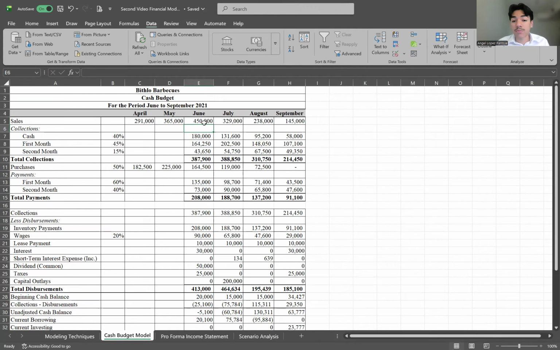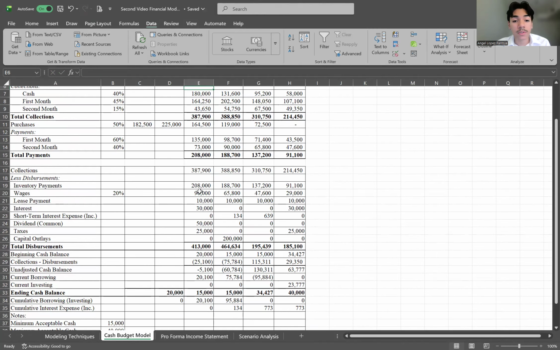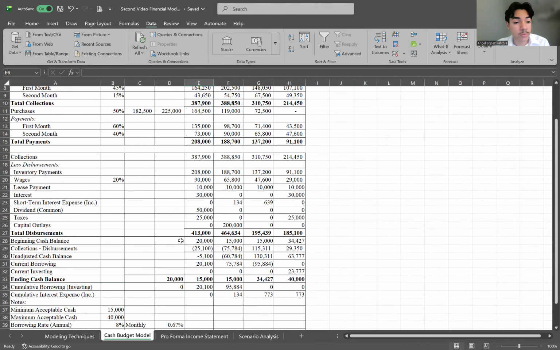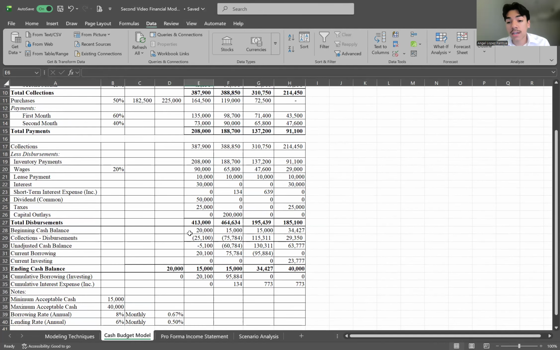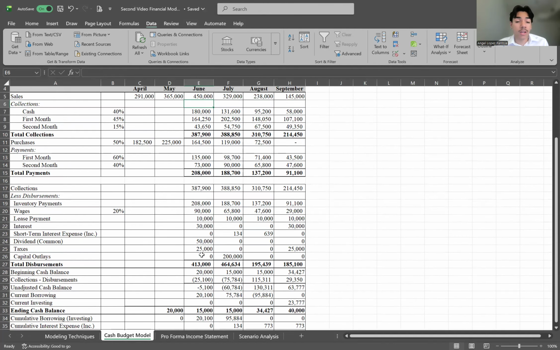We see that our cash went up to 180,000. We also see that our total collection goes up to 387,900. Our wages go up as well, up to 90,000. Our total disbursements, of course, go up, and our current borrowing goes down, which is amazing as we always want to borrow the least amount possible. Borrowing less is obviously better in any case. And here we're showing how the cash budget helps us forecast liquidity.